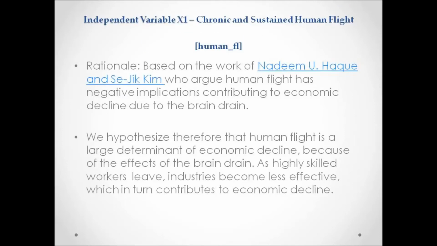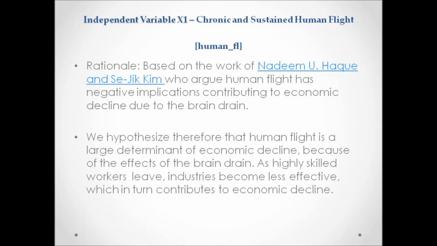Our first independent variable is chronic and sustained human flight, based on the Failed States Index, which is measured based on the brain drain of professionals, intellectuals, and political dissidents fearing persecution or repression, the voluntary emigration of the middle class, particularly economically productive segments of the population, such as entrepreneurs, business people, artisans, and traders, factors such as economic deterioration, the growth of exiled communities, and other factors.